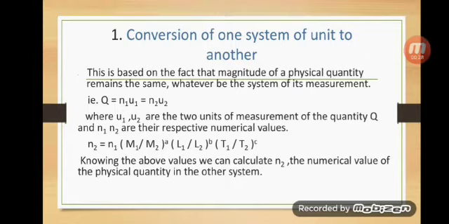First one is conversion of one system of unit to another. This is based on the fact that the magnitude of a physical quantity remains the same whatever be the system of its measurement. That is, in mathematical form it can be written as Q is equal to N1 U1 equal to N2 U2, where Q is the physical quantity given, U1 and U2 are the two units of the measurement, and N1 and N2 are their respective values in the given system of the unit.